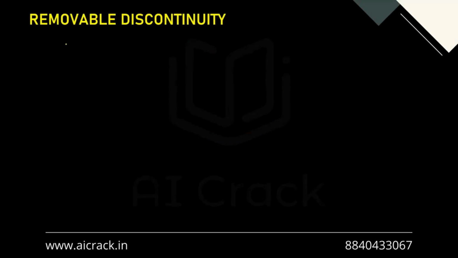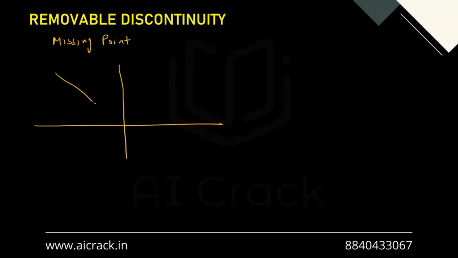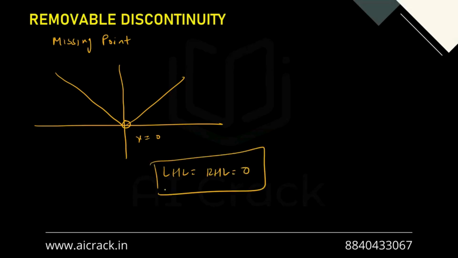Okay, so the first one is missing point. Let's say we define a modulus kind of function with an open circle at x equals 0. In this case, the point is missing. The function is not defined at x equals 0. It's defined everywhere, but at one single point the function is not defined. We can see that LHL equals RHL equals 0. At x equals 0, the left hand limit and right hand limit are both equal to 0. But the function is not defined at x equals 0. The point is missing over here. So that's why the function becomes discontinuous, and this type of discontinuity is called missing point discontinuity.